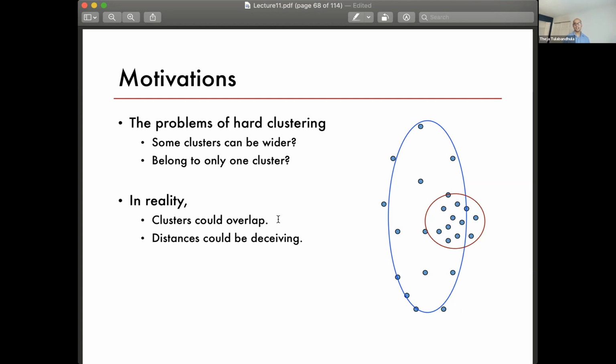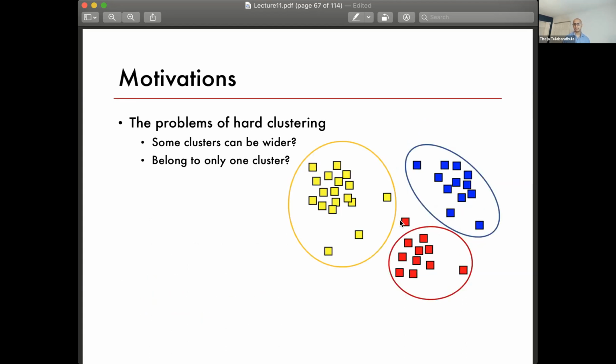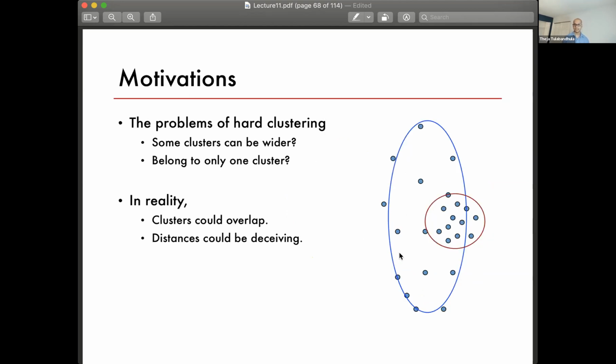So distances can be deceiving. Just because something is close by, right? So here, for example, although it's close to red and yellow, it's unclear where it needs to lie. So distance can also be deceiving. What we want to get to is that we don't want to assign each point to a single cluster. We want to say, hey, it could be 60% belonging to the yellow cluster, maybe 40% belonging to the red cluster, something like that. That's what we want to aim towards.